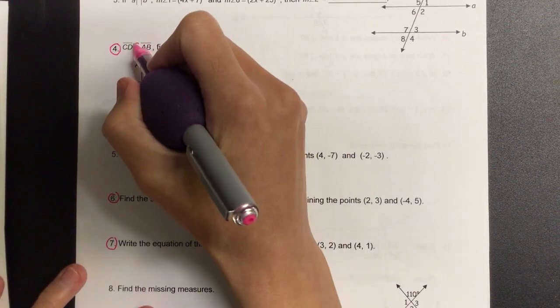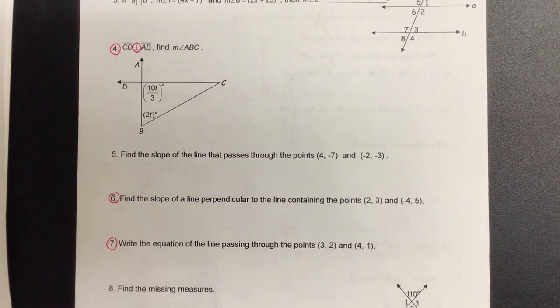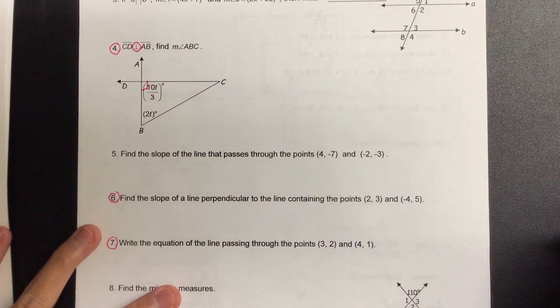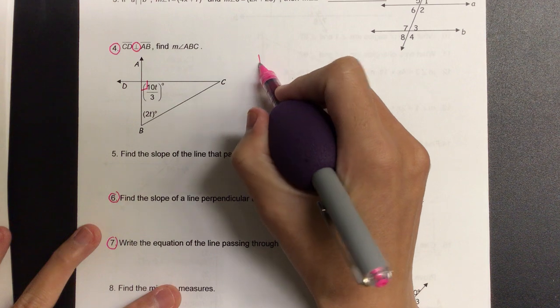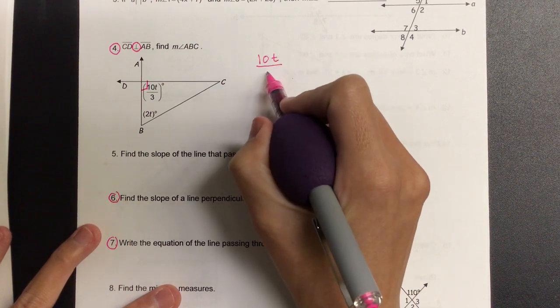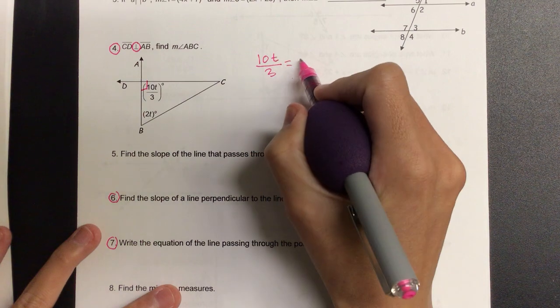Okay, what does this symbolic notation mean? Perpendicular. So that tells me this angle right here is going to be 90 degrees. So I have 10t, ooh, I don't like t's, it looks like a plus sign, over 3 is equal to 90.